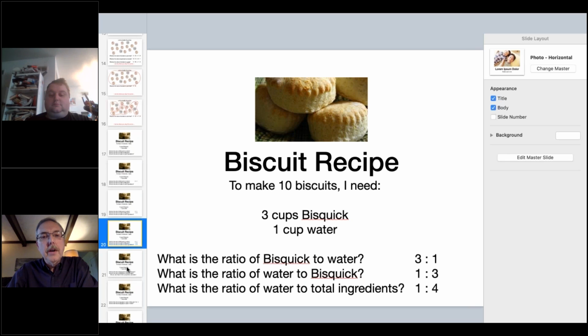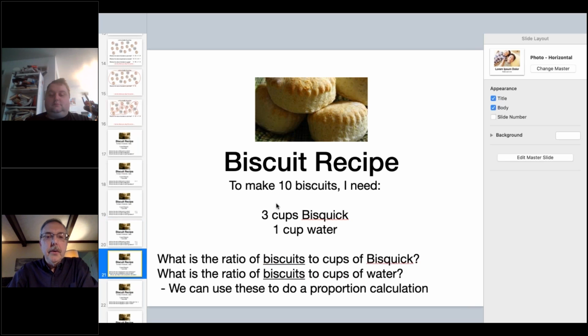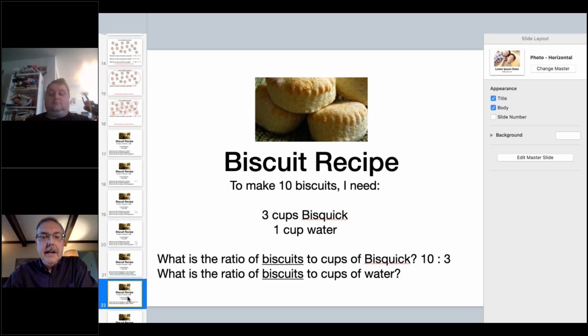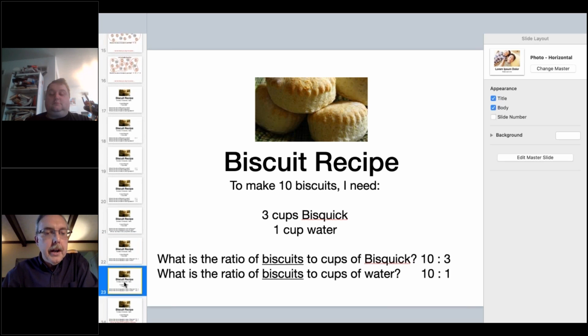So now let's look at it just another way here, because we know that for this recipe, we can make 10 biscuits. So we want to find out the ratio of how many biscuits we can make to how many cups of Bisquick it takes. So it's 10 biscuits to 3 cups Bisquick. So that's 10-to-3. If we look at the ratio of biscuits to cups of water, then we have 10 biscuits, 1 cup of water. So we've got a 10-to-1.